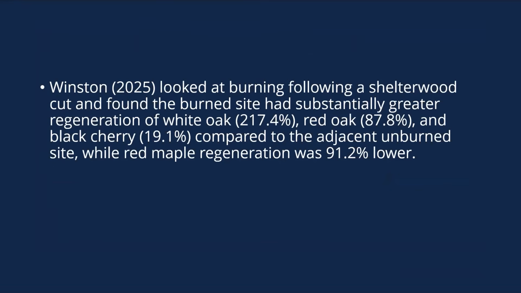And in that same study, he found that when you did burn in a shelterwood, you had over 200% more regeneration of white oak, 87% more regeneration of red oak. You had a little bit more black cherry, but maple regeneration was 90% lower. So it really did have this big influence of improving the situation for the seedlings.